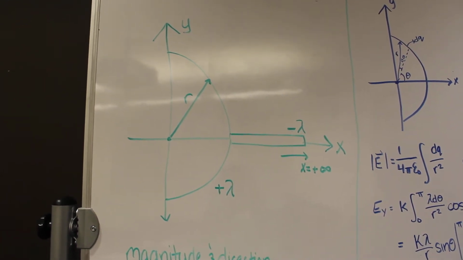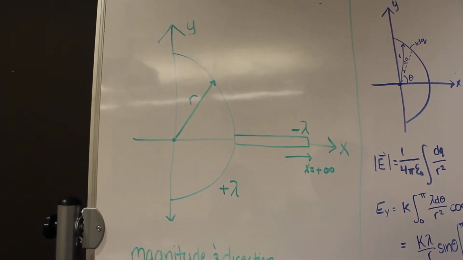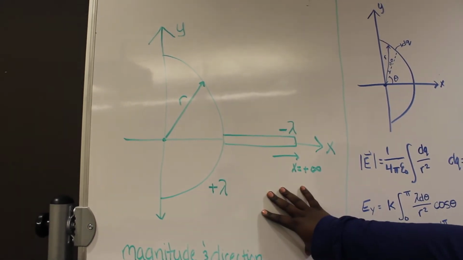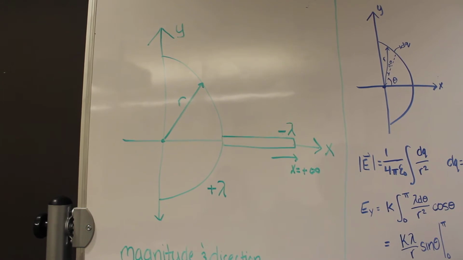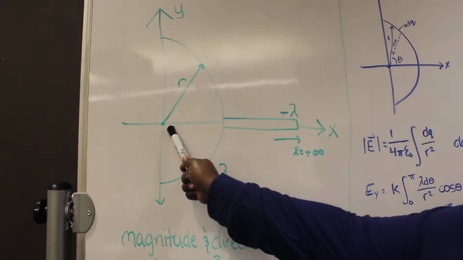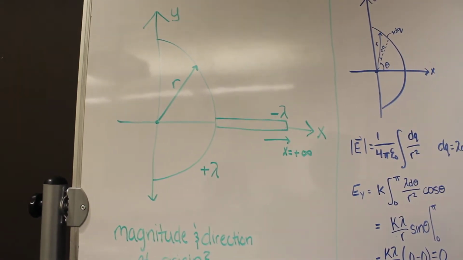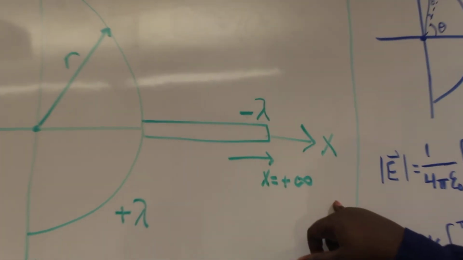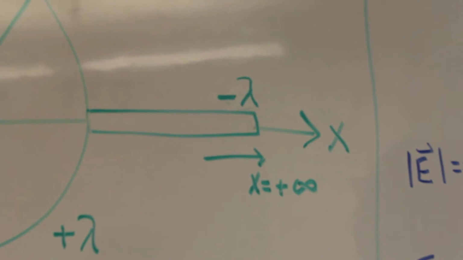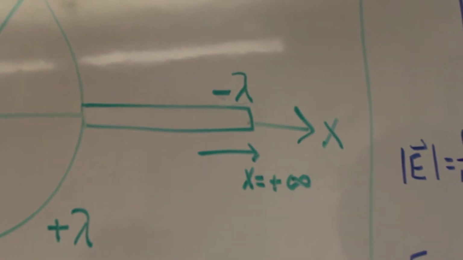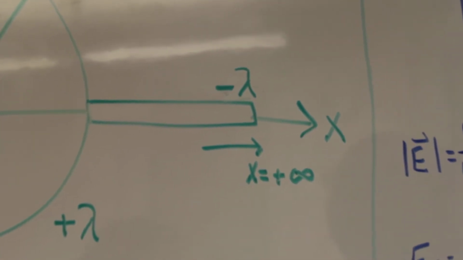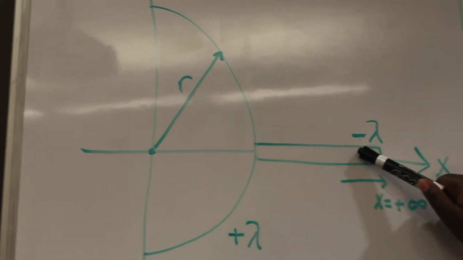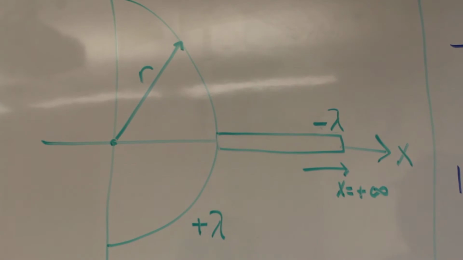Alright guys, so Chrissy and I decided to do problem number 9, and we were given this picture right here and asked to find the magnitude and direction at the origin, and we were given a little extra information. The positive x basically goes a long way in the positive x direction, so we are going to treat it as positive infinity. This semicircle over here is positive lambda, and this little box is negative lambda.